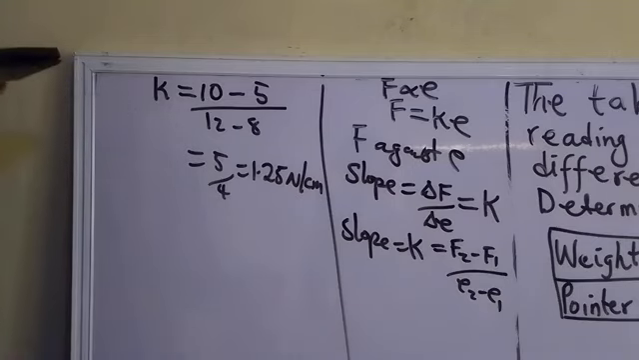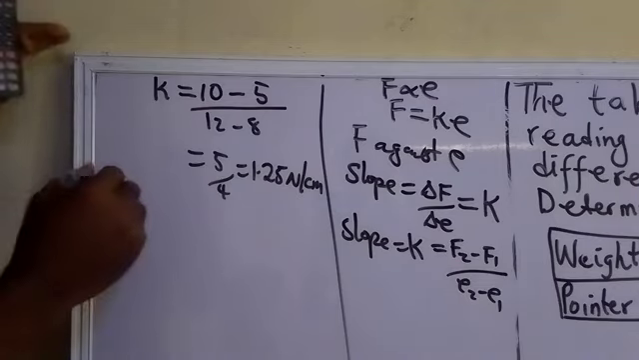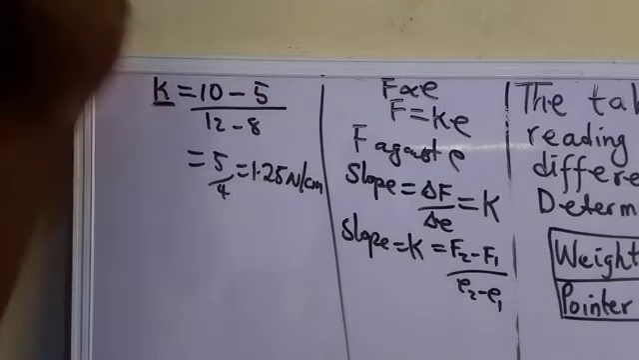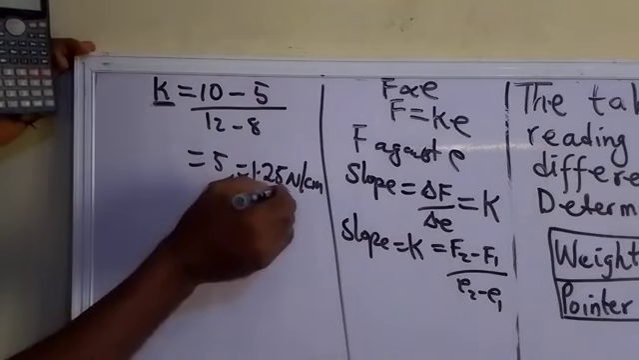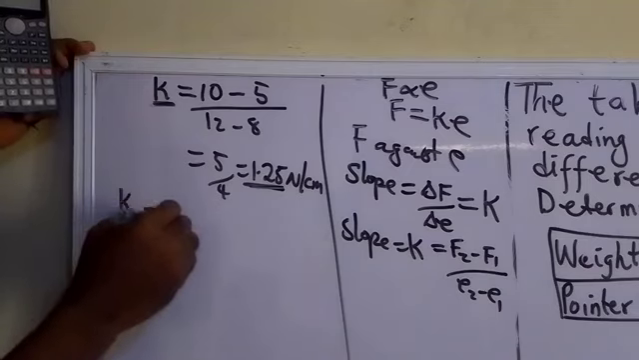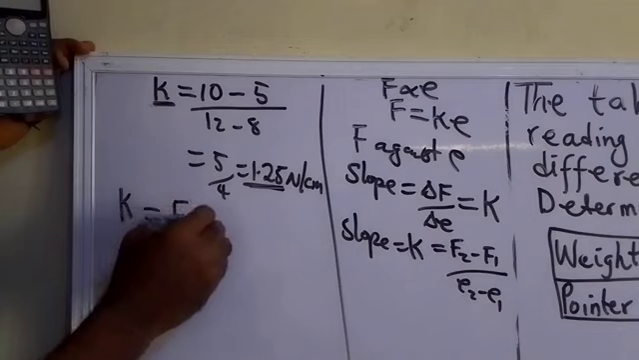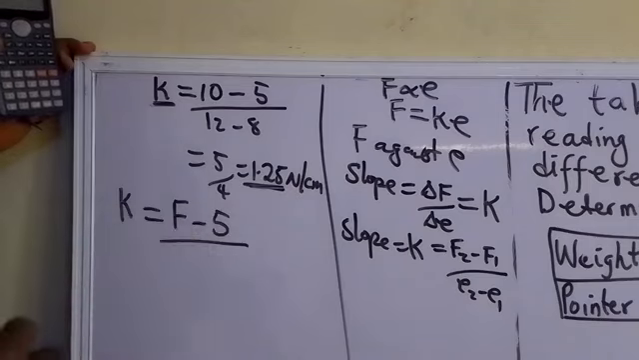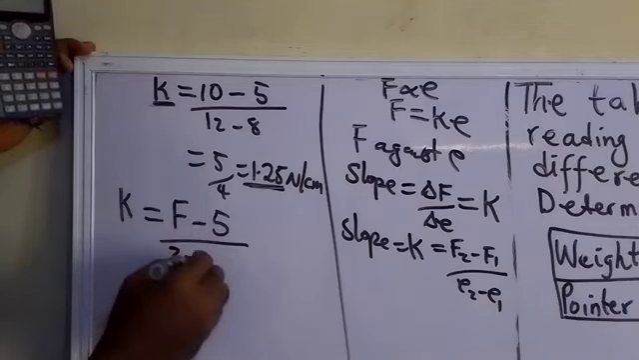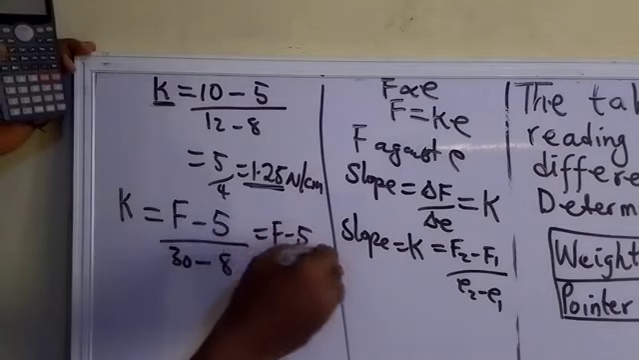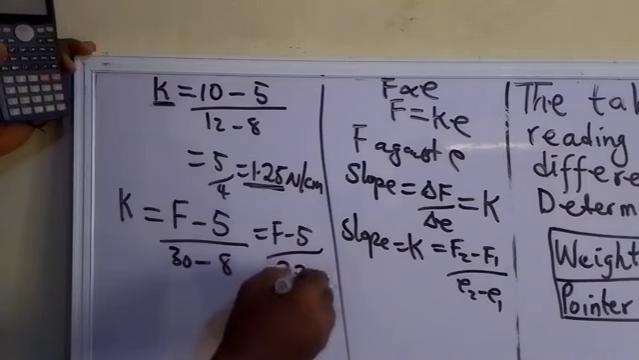I'm going to pick another two force points, and one of them must include F. And the ratio of these differences must give us this K, the same K, because it is the same spring. Of course, we know the value of K already as 1.25. So for another case, the K is, I'm going for F now, minus, let me choose F and 5. F minus 5 over, go for their corresponding extensions, 30 minus 8. That will give you F minus 5 over 22.